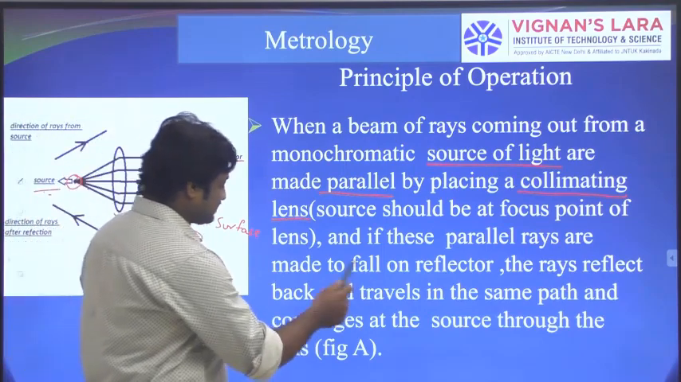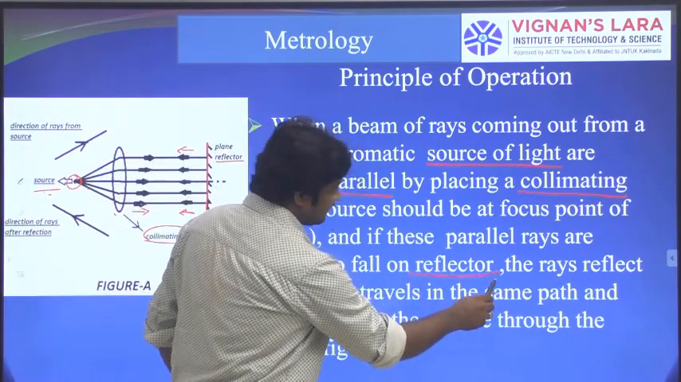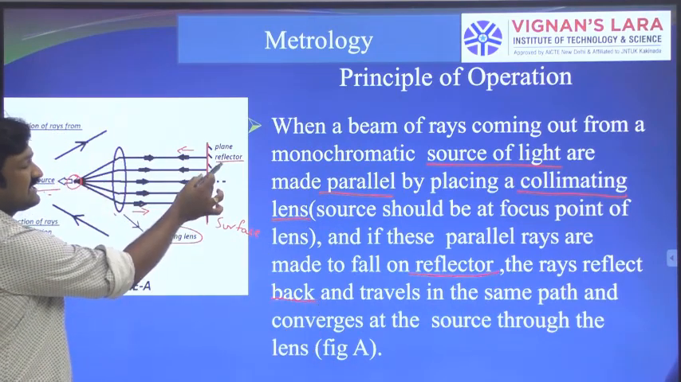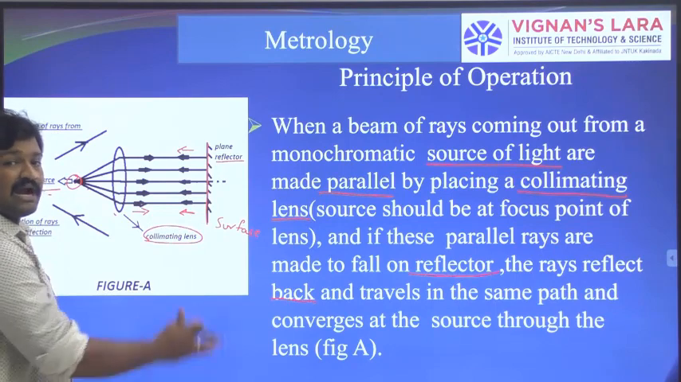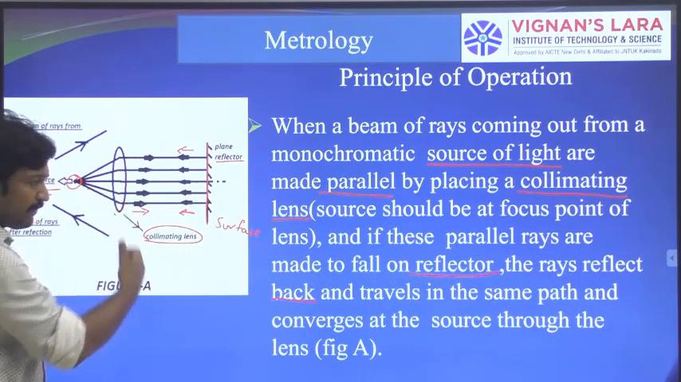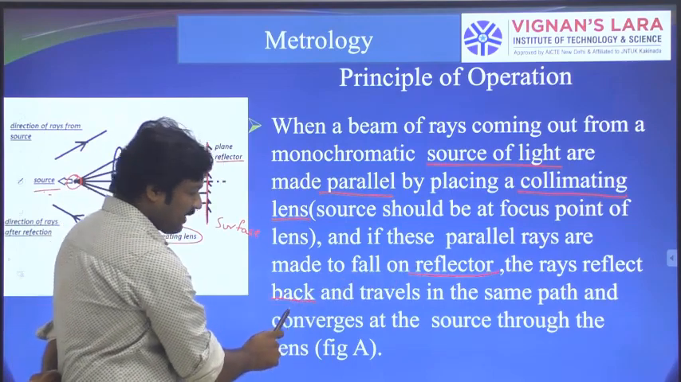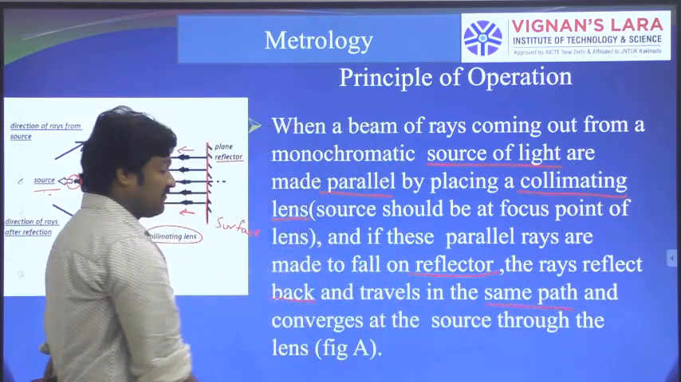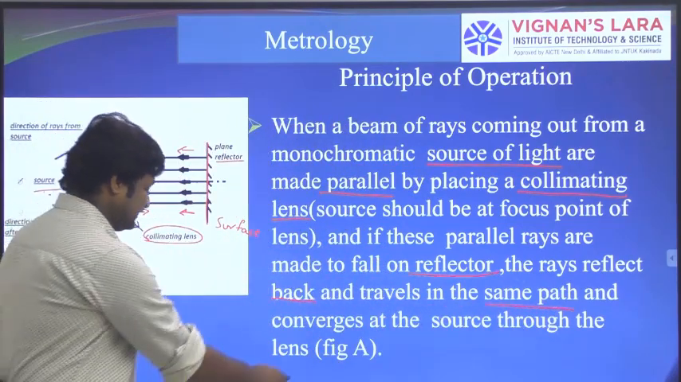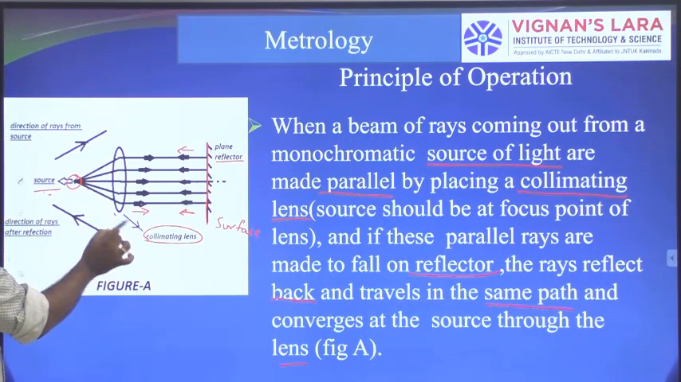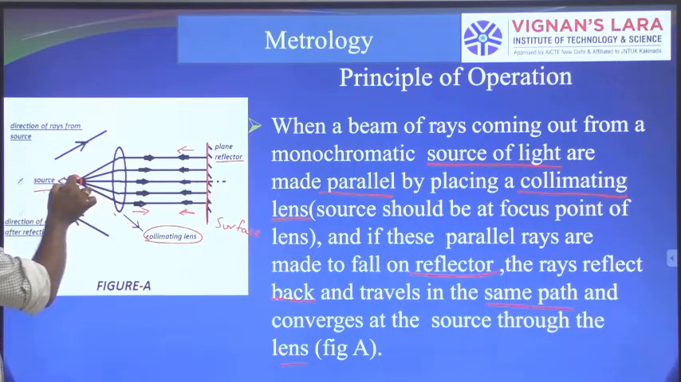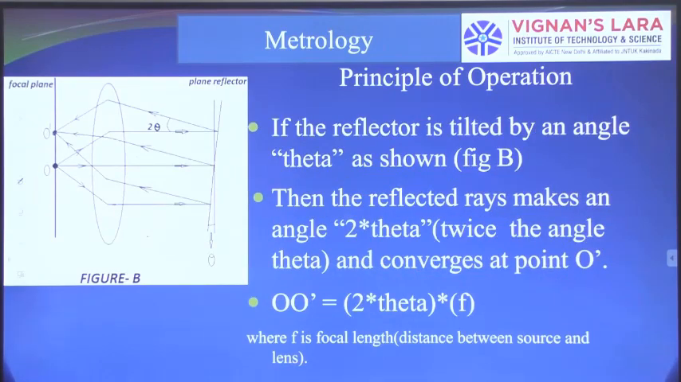And if the parallel rays are made to fall on a reflector, the rays reflect back. Here the rays are reflecting onto a surface, that is the plane reflector, and travel in the same path and converge at the source through the lens. By means of this collimating lens, the reflected beams are again concentrating at a single point.